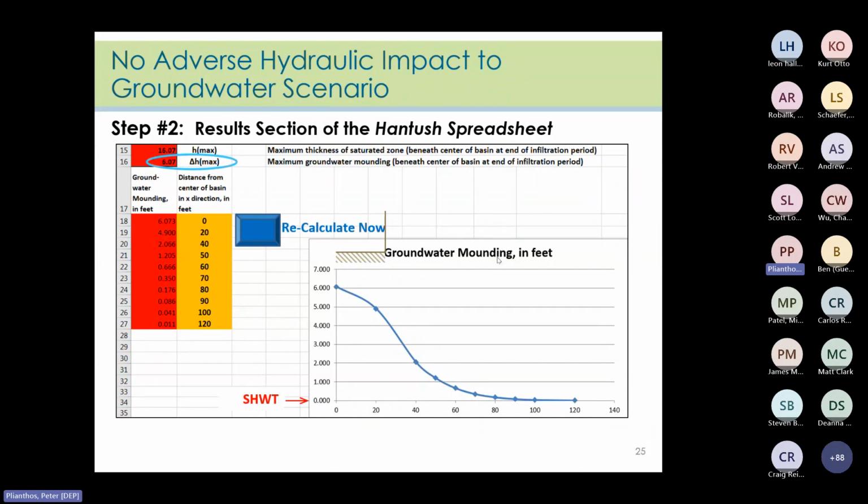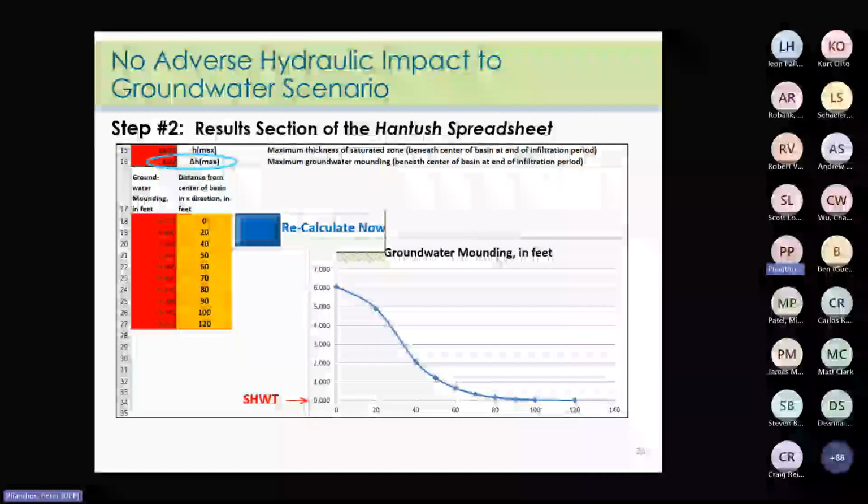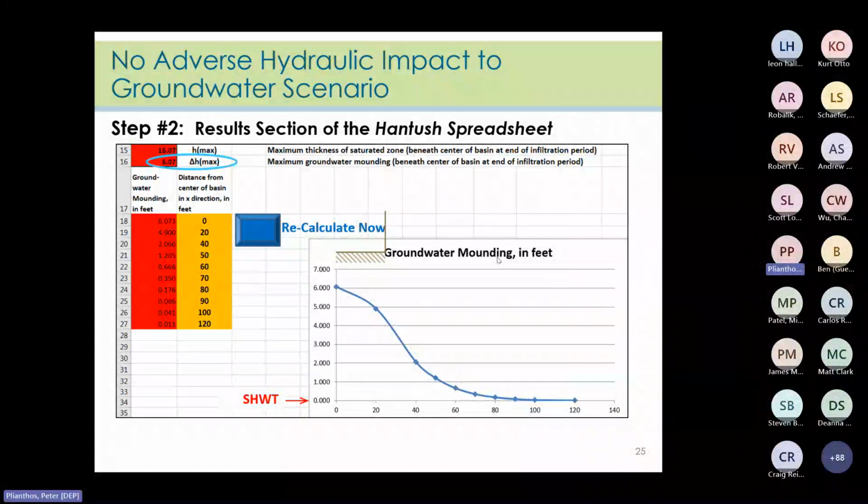Remember that had the height of the mounding been high enough to intersect the bottom of the basin, it would mean the mounding would interfere with the infiltration capability of the basin. We would have to run a new model or trial that would involve increasing the basin footprint to spread out the volume of stormwater being infiltrated.